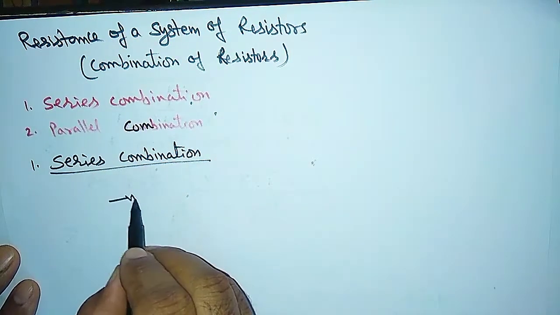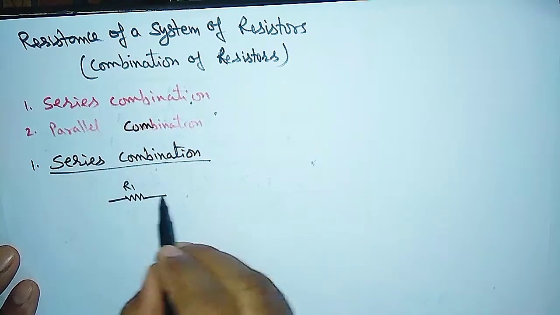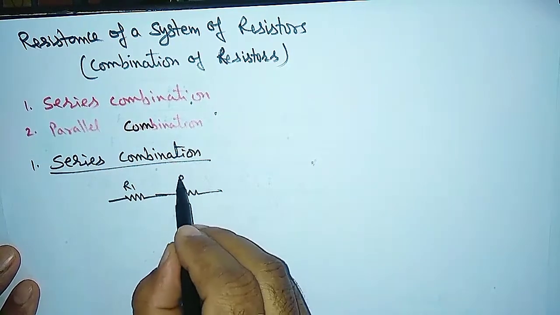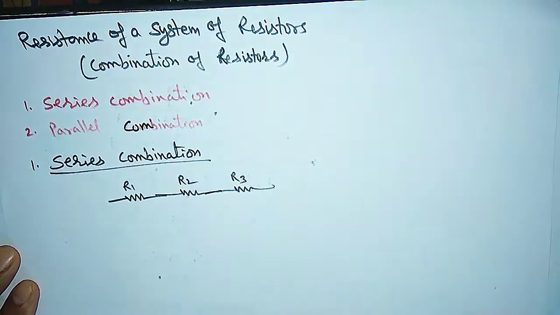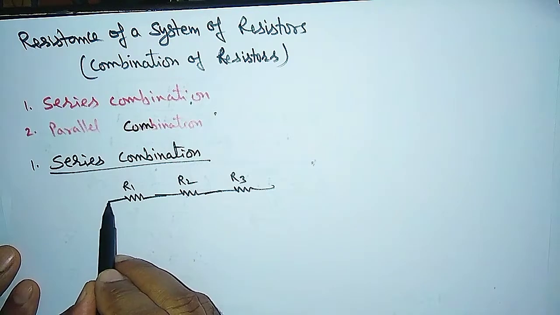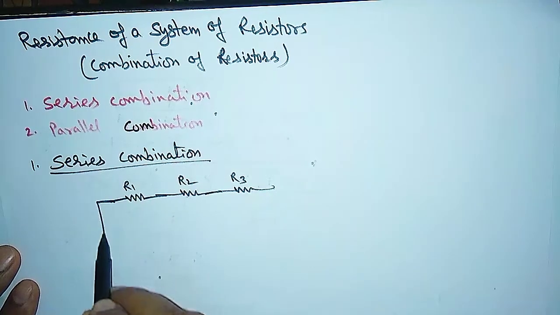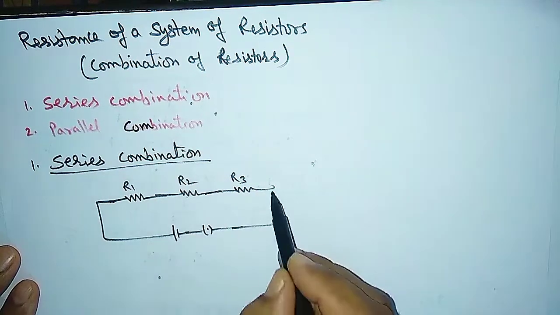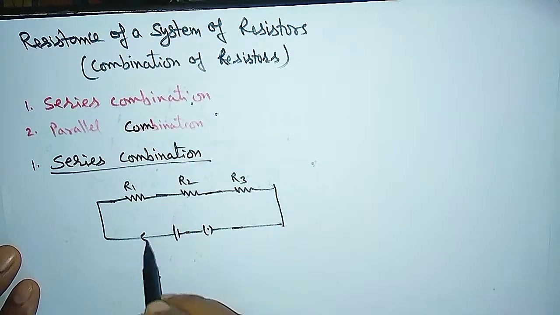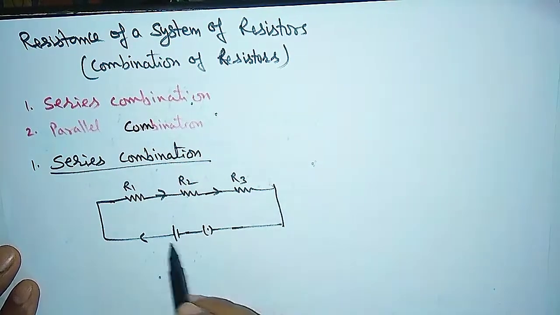See what will happen in the series combination. Suppose this is the first resistor R1, this is the second resistor R2, and suppose R3. I am taking only 3; you can take more than 3 as per the requirement of the question. Suppose it is connected to a cell and a key, like this. The current will flow from the positive to the negative terminal. In this way the current will flow.